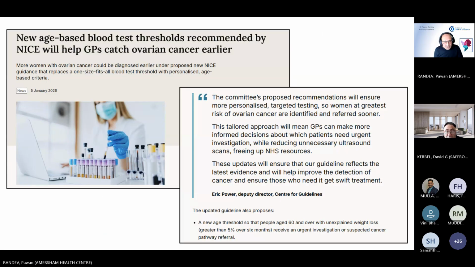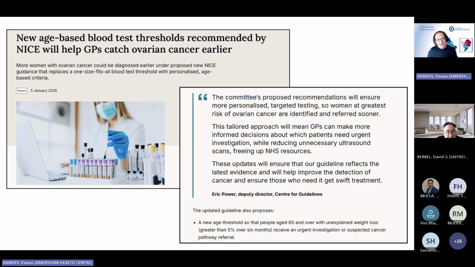Now, the second big change that's happening is NICE is looking at the age cutoff for CA125. At the moment, we use CA125 over 35 as being our cutoff for worry about potential ovarian cancer. The research now shows that actually CA125 changes with age in terms of cancer risk.